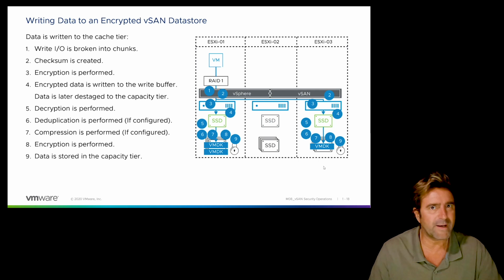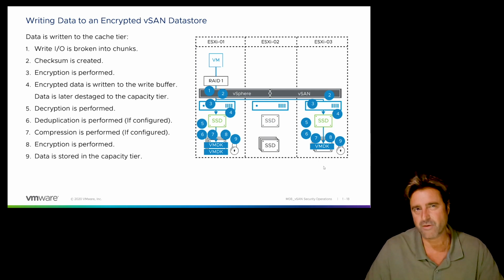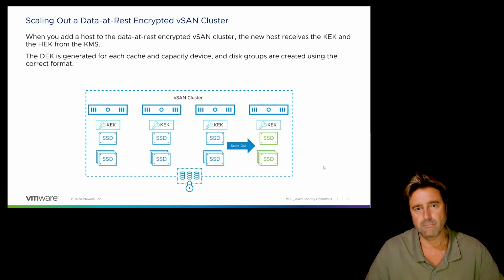If you have also enabled dedupe and compression, the idea is simple. First, we perform dedupe and compression, then encryption, which of course means we're not sacrificing the space savings provided by dedupe and compression, because that takes place before encryption.